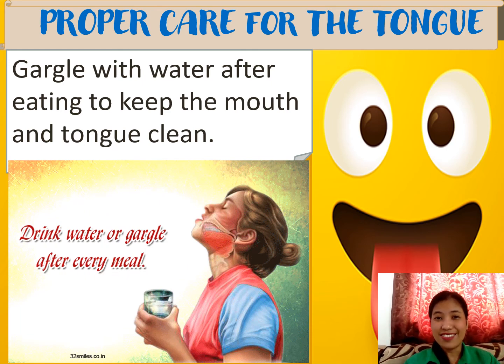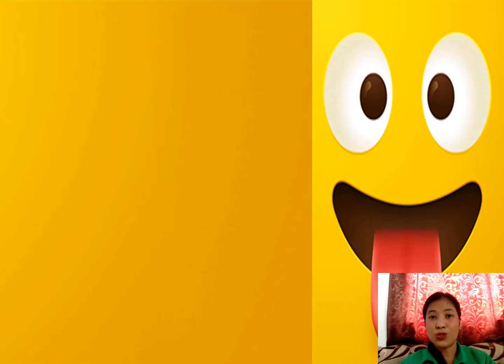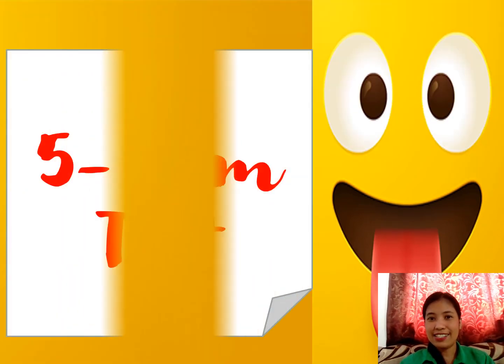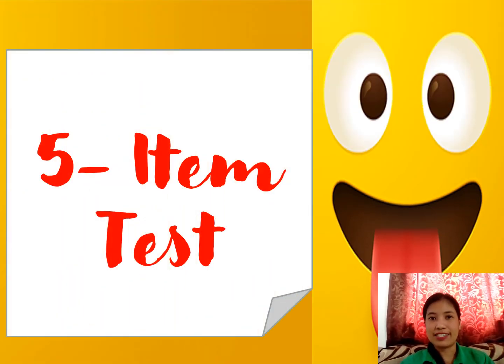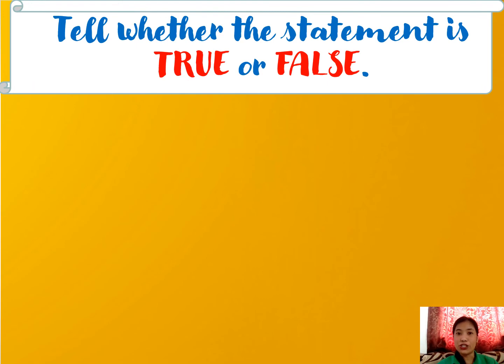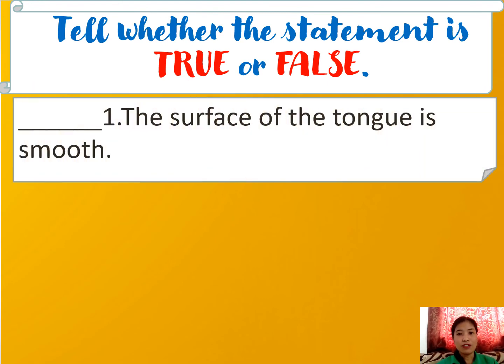Got it? Great. Check your understanding. Let's have this 5-item test. Are you ready? Let's start. Tell whether the statement is true or false. First, the surface of the tongue is smooth. What is the answer? Right, that is false. Why? It's simply because the surface of the tongue is rough.